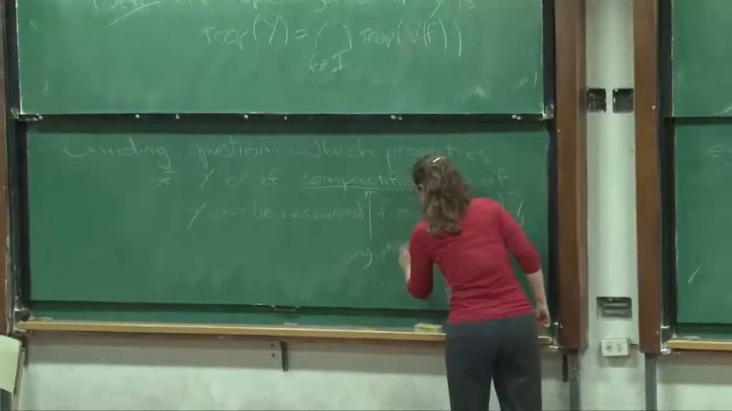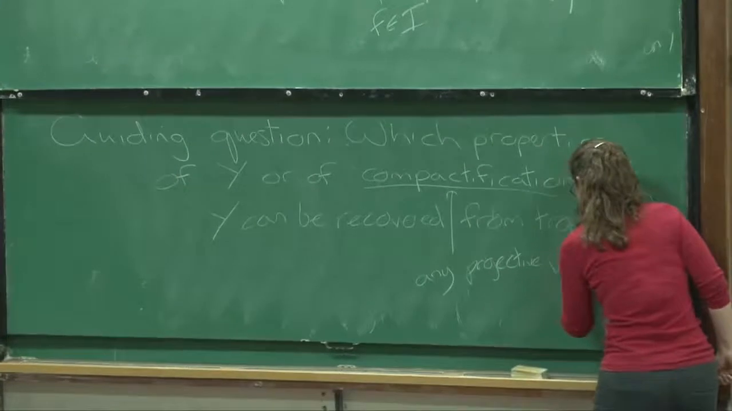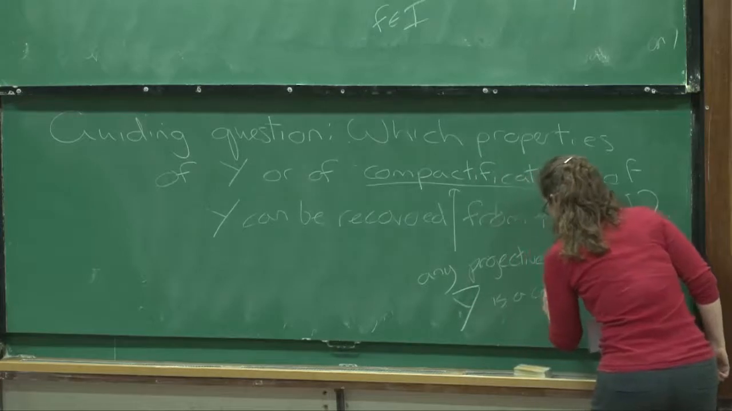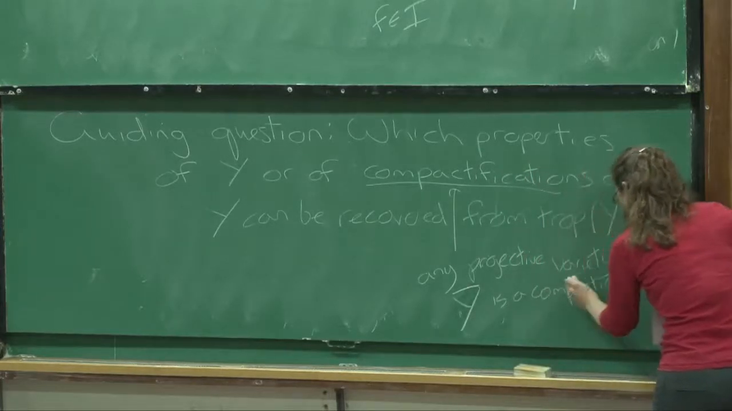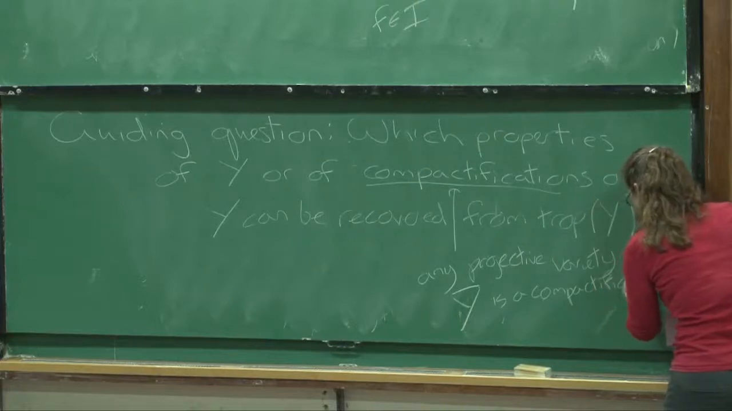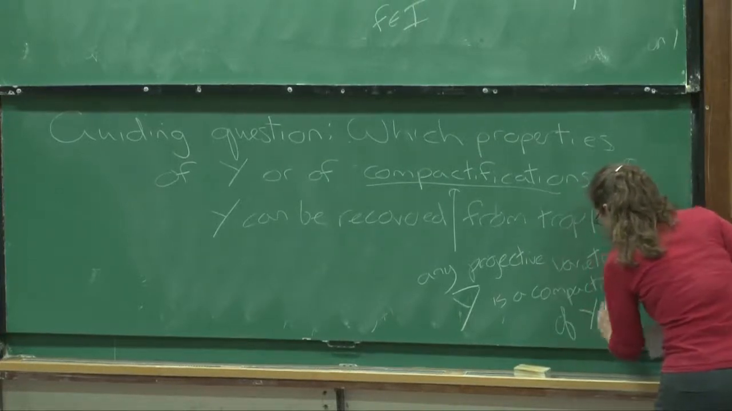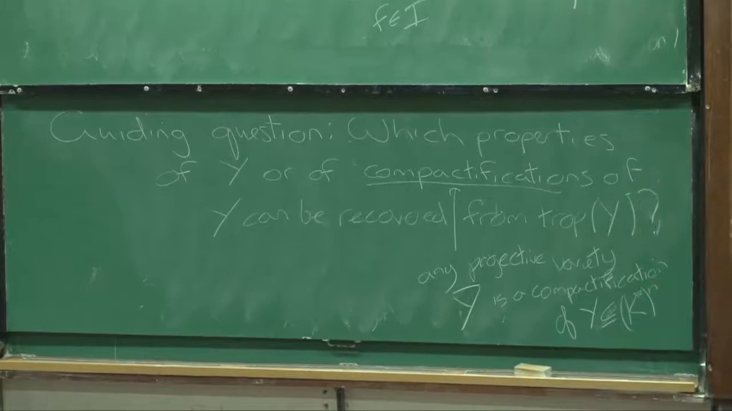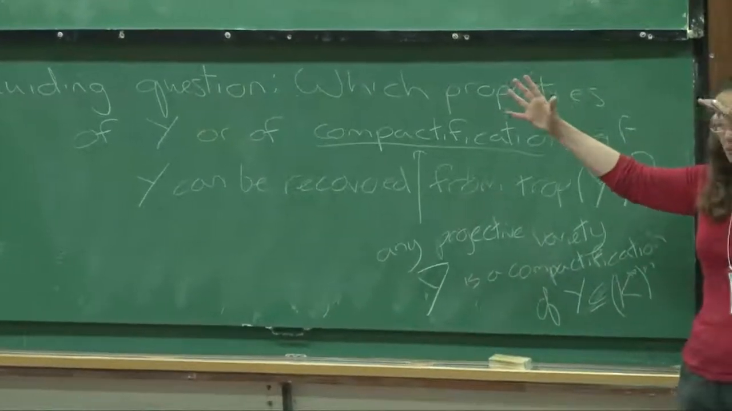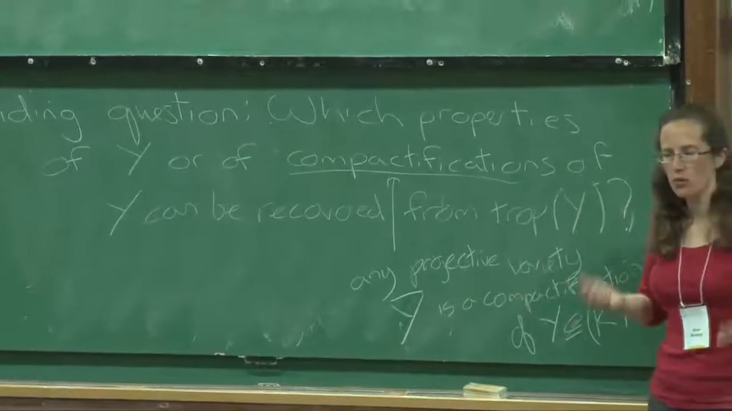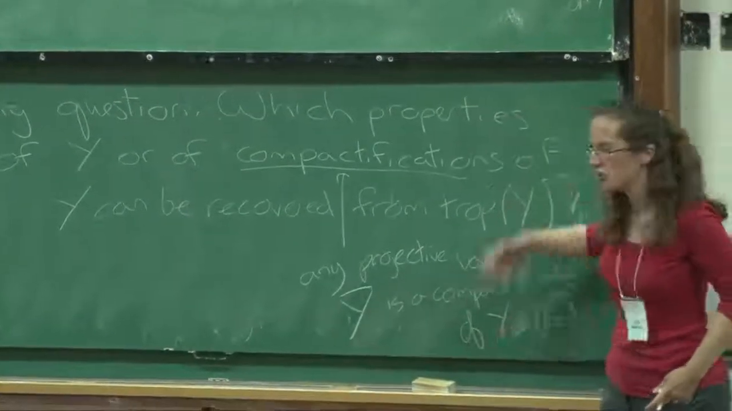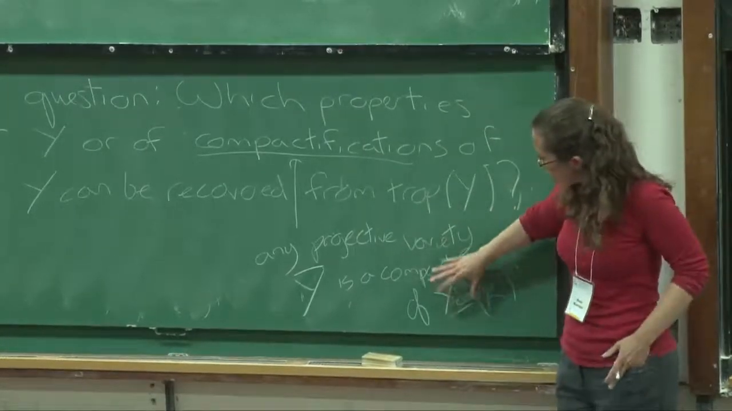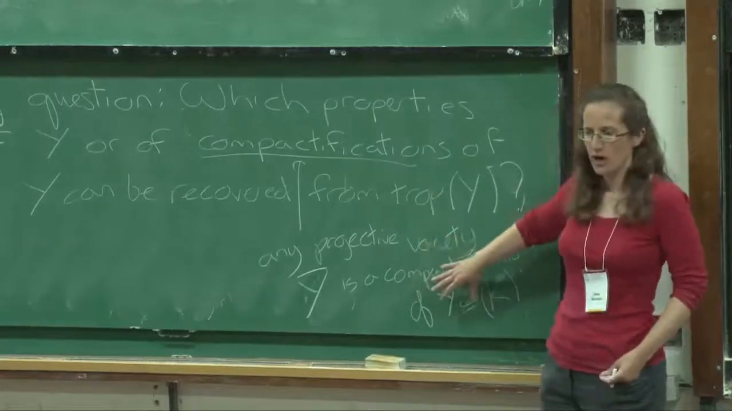I'll just make an observation that any projective variety, I'll write it as Y bar, is a compactification of some Y in the torus. You start with your projective variety, embed it into some projective space, and take the intersection with the torus. So assume you've chosen a non-degenerate embedding, so it intersects the torus of projective space, that's all the points where all coordinates are non-zero. That's going to give me a subvariety of a torus.